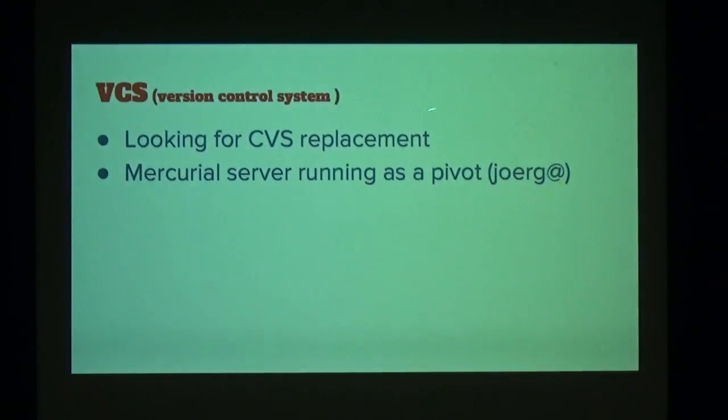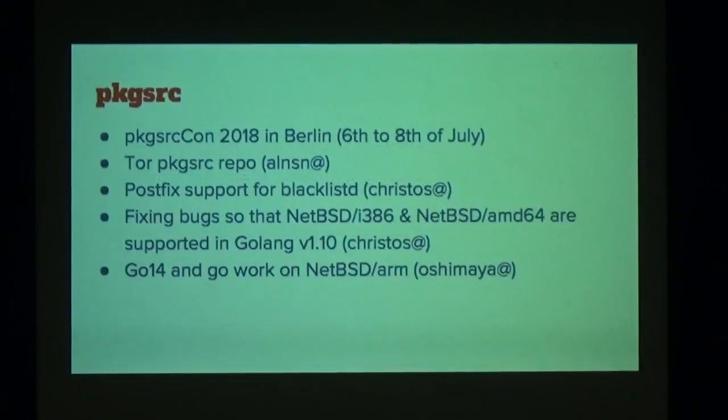Version control system, we are still using mainly CVS. And we have a Mercurial server running at the pivot, and we have another two Git servers by IIJ and FreeBSD. Then pkgsrc: pkgsrcCon for this year will be in Berlin in July, beginning of July.